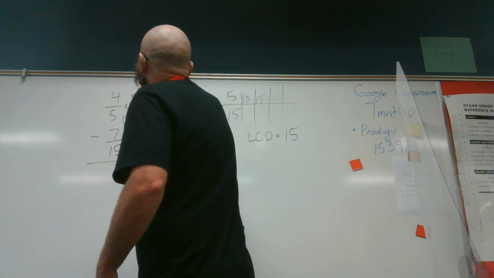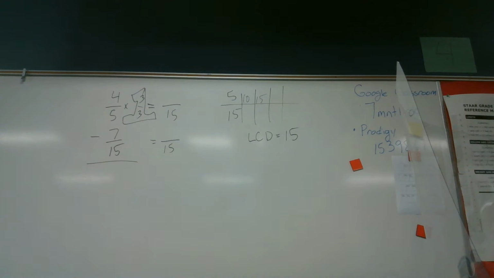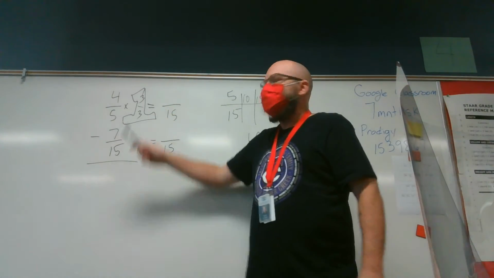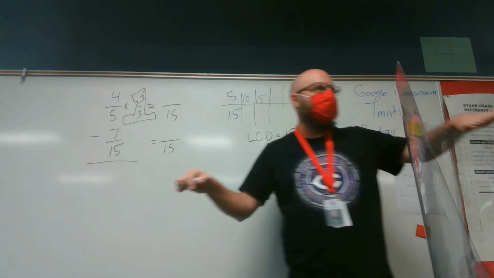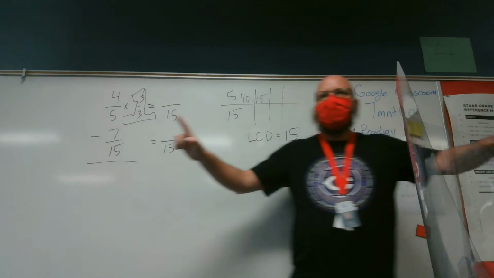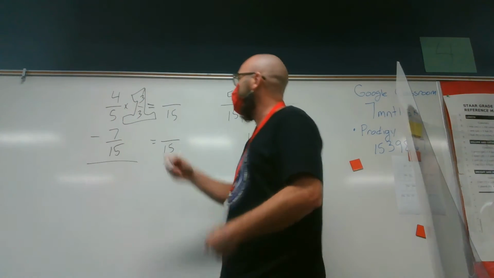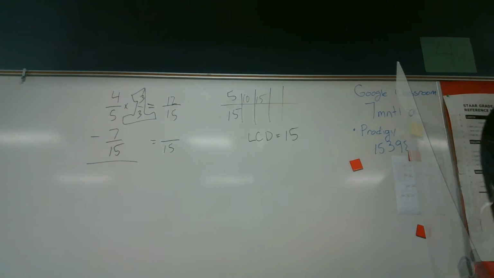Now for a fraction to equal 1, it has to have the same numerator as it does denominator. So 3 over 3. Now watch, I'm going to teach you something that we're going to start here in a little bit. Multiplying fractions. When you multiply a fraction, you multiply straight across. 4 times 3 is 12. Multiplying fractions is much easier than adding and subtracting fractions. I'm just saying.